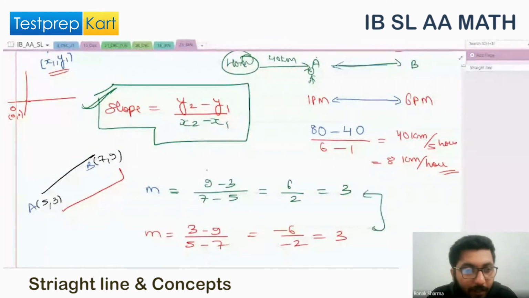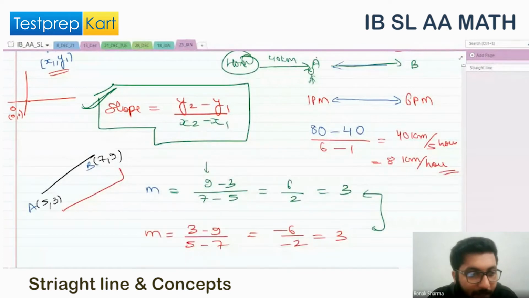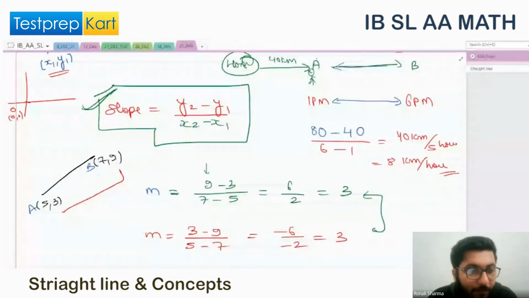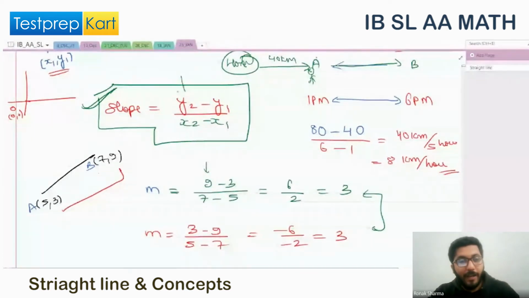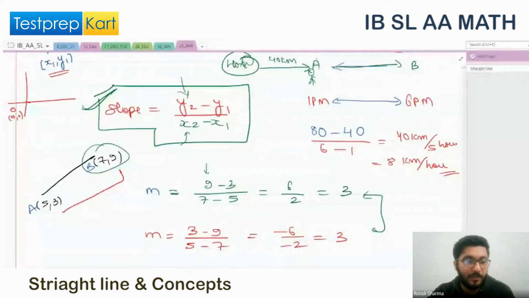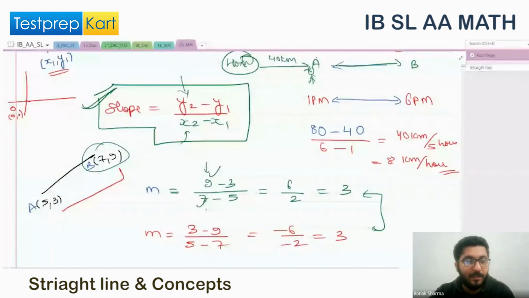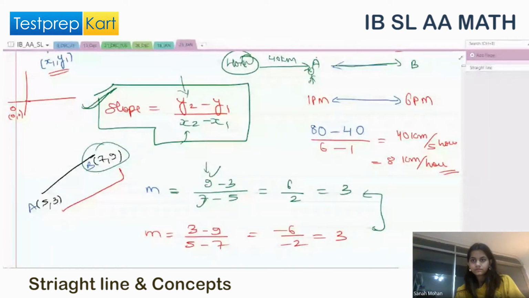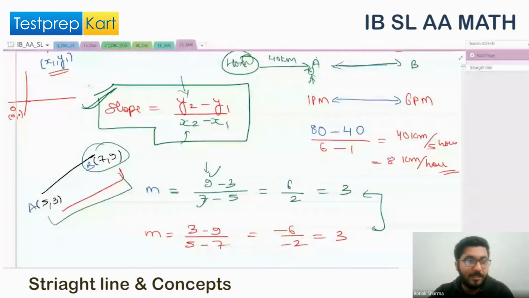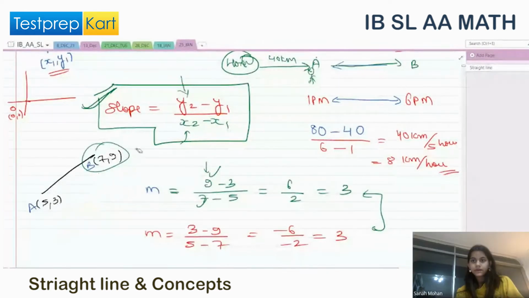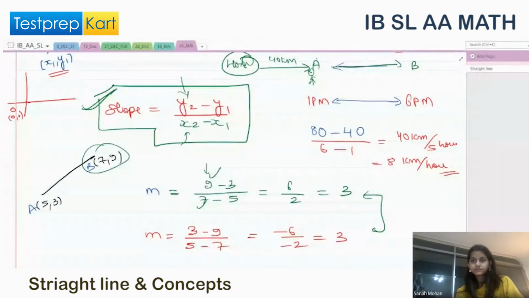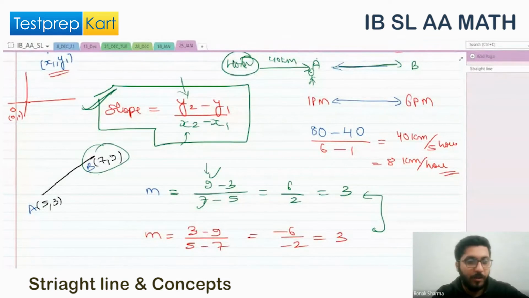In this, I have taken 9 minus 3 and 7 minus 5. Basically, if I am putting y2 first here, then I should put the x coordinate of that point first. Like here, 9 is here and 7 is here. If I am putting 3 minus 9, then I should put 5 minus 7. Getting the point? Okay. Now you can note down the slope.